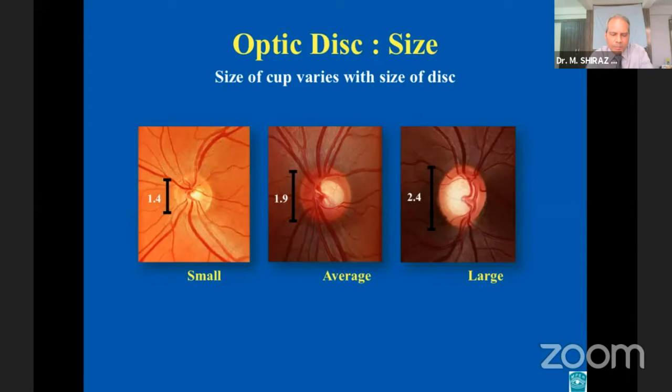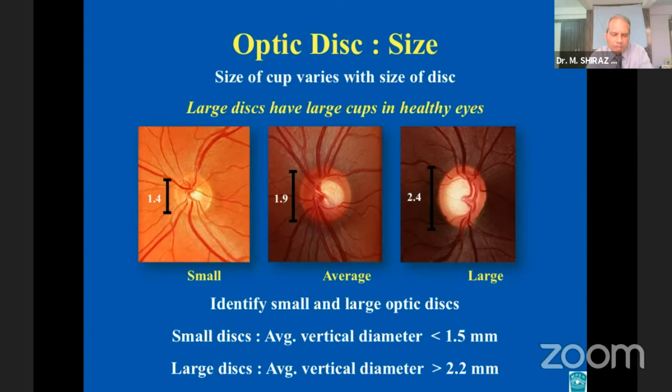So initially, it is very important to determine the size of the optic disc. Small optic discs have an average vertical diameter of less than 1.5 millimeters, and large optic discs have an average vertical diameter of more than 2.2 millimeters.